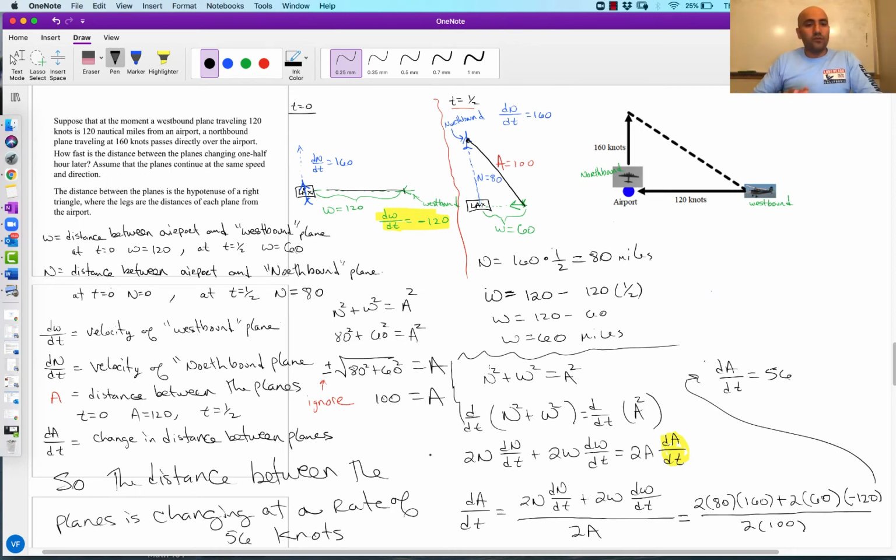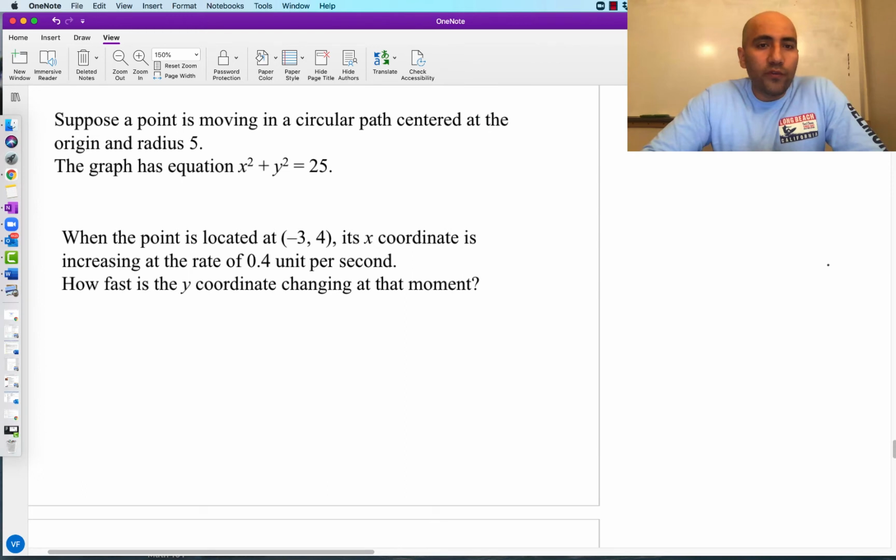Let's move on to another one. Suppose a point is moving in a circular path centered at the origin and radius 5. The graph has the equation x squared plus y squared equals 25. When the point is located at (-3, 4), so that's in quadrant 2 somewhere, its x-coordinate is increasing at a rate of 0.4 units per second. How fast is the y-coordinate changing at that moment?